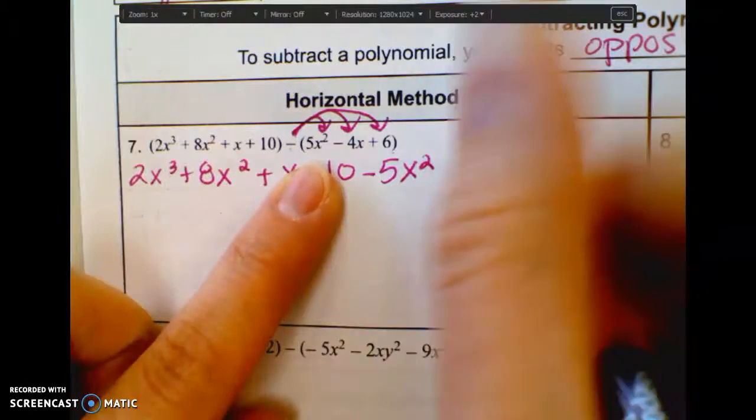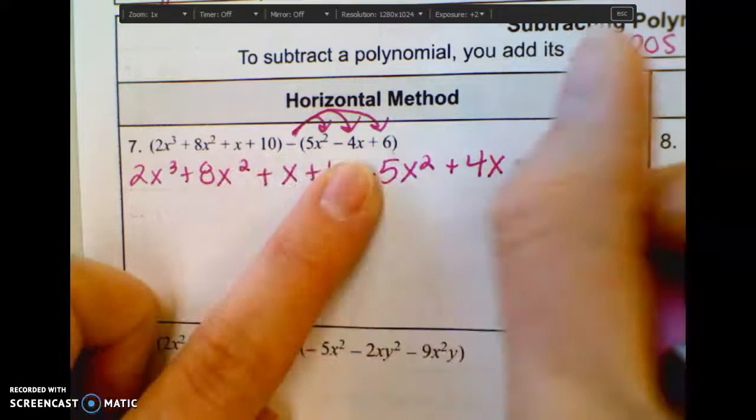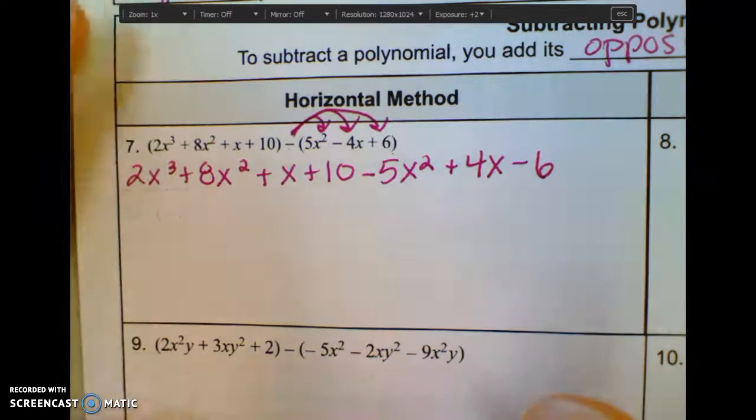Negative times negative 4x gives me a positive 4x. Negative times 6 gives me a negative 6. So you have to distribute it first. Now that we've done that, we can combine our like terms.